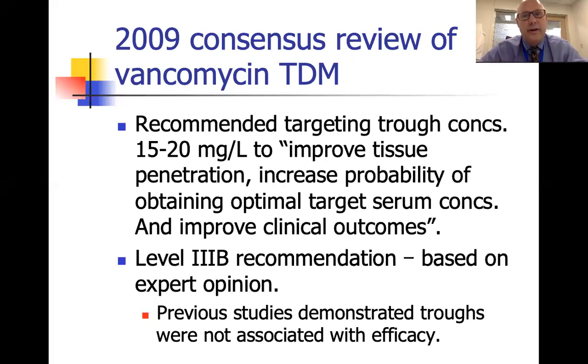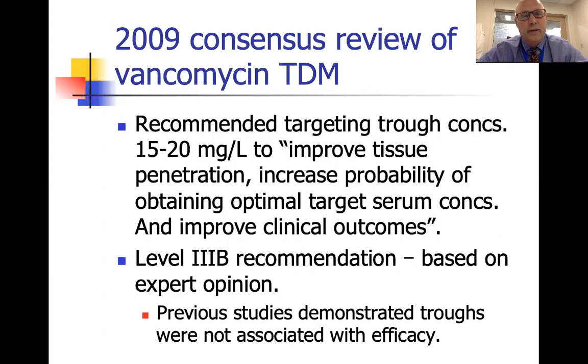So in 2009, there was a consensus review of vancomycin therapeutic drug monitoring. And the recommended target trough concentrations were 15 to 20. And this was primarily to improve tissue penetration and increase the probability of obtaining optimal target serum concentrations and improve clinical outcomes. This was a level 3B recommendation, and so it was all based on expert opinion. There weren't any studies demonstrating a trough of 15 to 20 was better than a trough of 10, let's say.